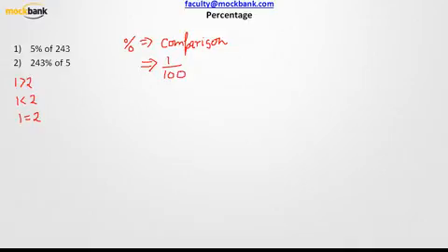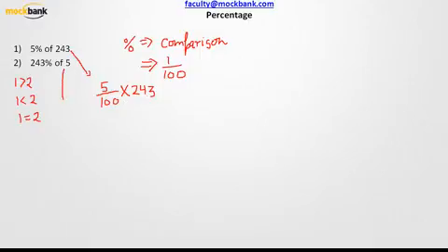So if I need to write this value, I would write this to be 5%. Now you understand the meaning of 5%. 5% is 5 over 100. Of is written as multiplication, and that is nothing but 243.